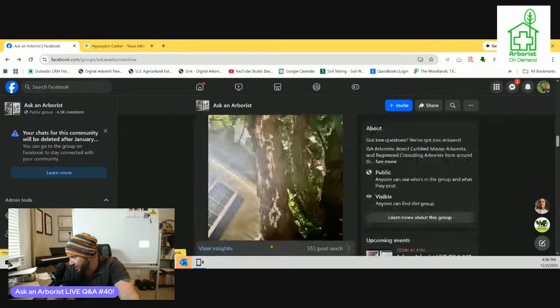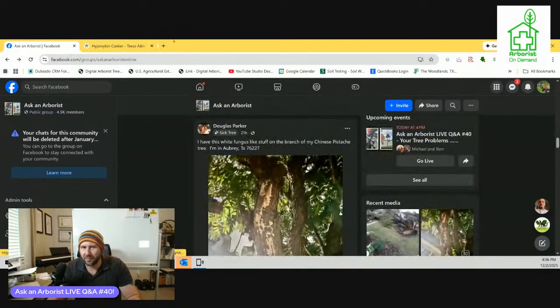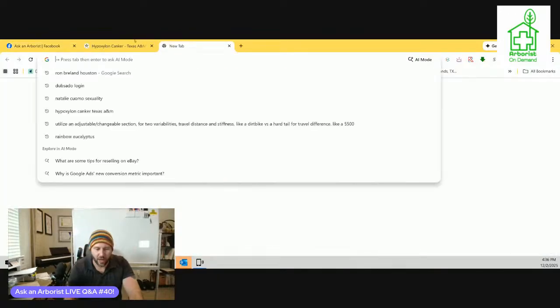That's not hypoxylon. That to me looks like a fungal pathogen. It's not even a pathogen really. It's called Perenniporia.